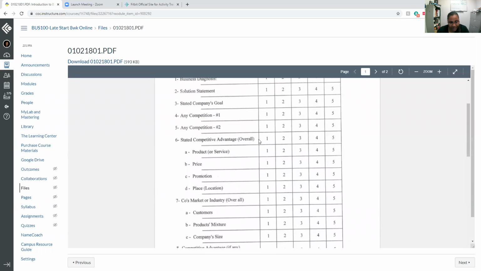Stated competitive advantage. Make sure I have a slide that has your stated competitive advantage. What's the biggest producing product for the company, right? What's the price point or range of that product? The biggest one. What's the price range of that? What type of promotions? This could be an easy print.